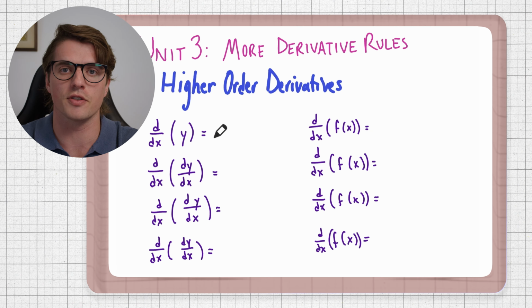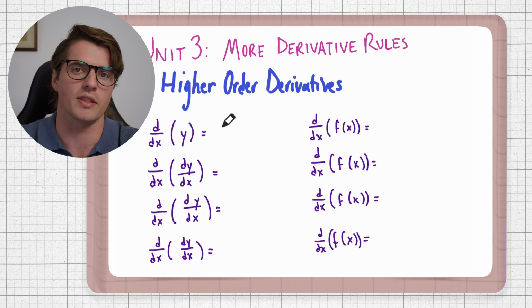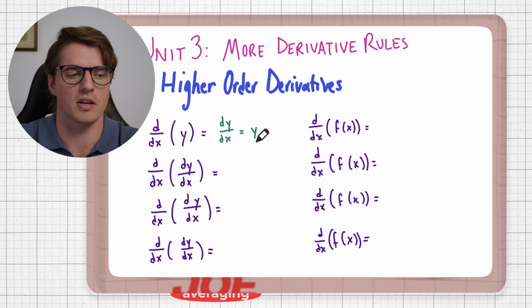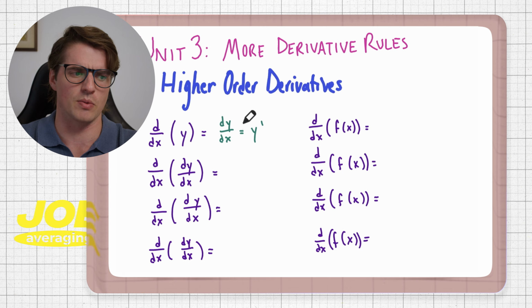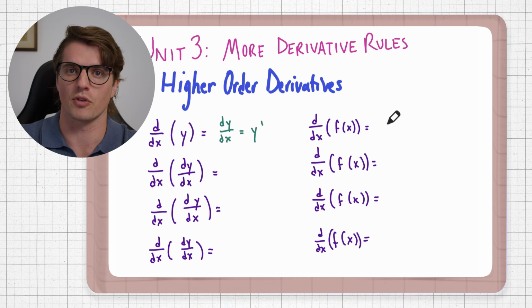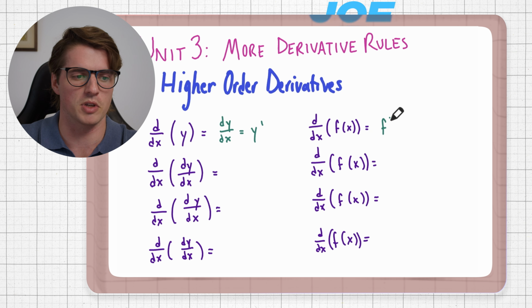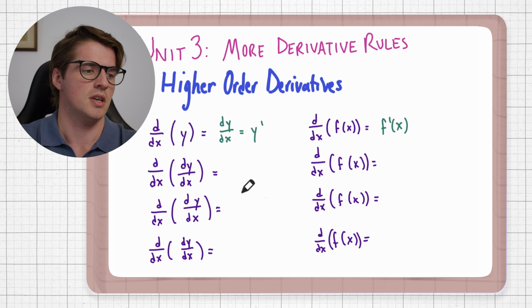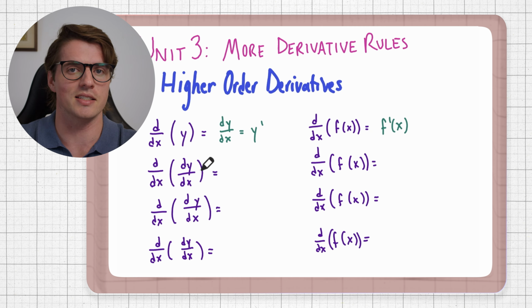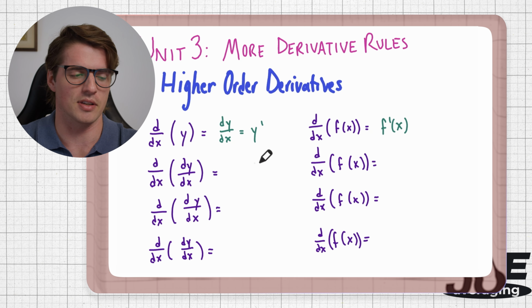If we take the derivative of y, we write that as dy dx. We could also write it as y prime, but I'm going to focus on the dy dx here on the left. On the right, if we were doing it for f of x, the derivative would be f prime. Okay, if we're taking the derivative of dy dx, how do we write this?